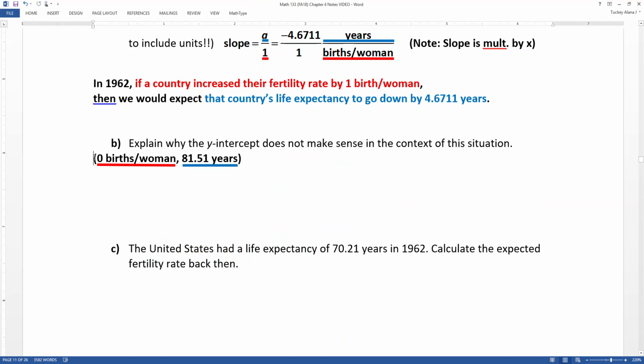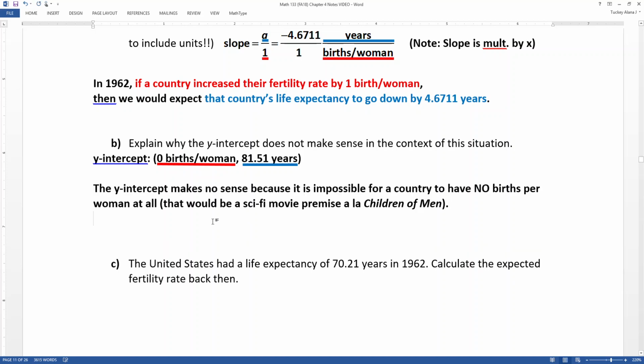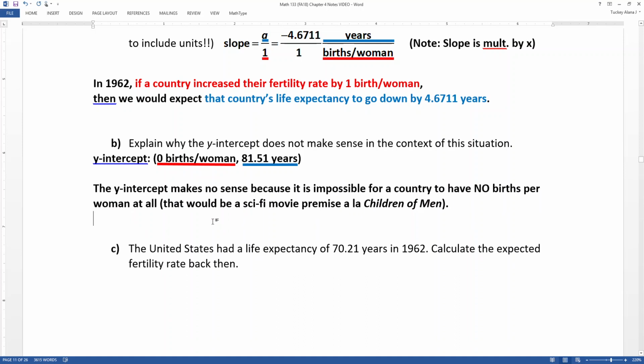Now the reason this doesn't make any sense is that you'd have to have a country be able to have 0 births per woman, which means you'd be living in the movie Children of Men with Clive Owen, because that's sci-fi stuff. You can't have a country that has no births per woman, no pregnancies whatsoever in the entire country. That's completely unrealistic. So that would be a sci-fi movie premise. That is not real life. It's impossible for a country to have no births per woman at all.